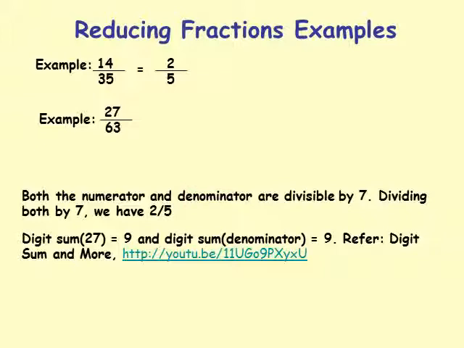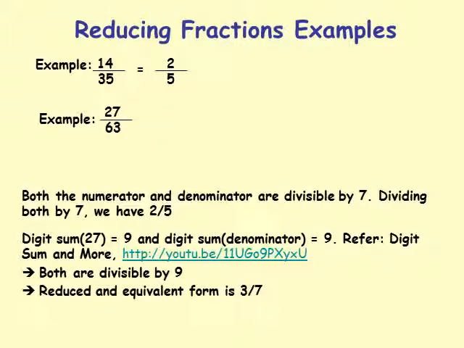And you can refer about digit sum. You can check that out in the other video here, which talks about digit sum and some more. Let's continue here. That means both are divisible by 9. So 27 is divisible by 9 and 63 is divisible by 9, and that's a common factor, and we would divide both by 9.